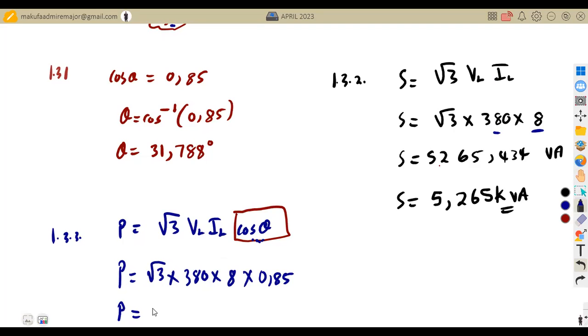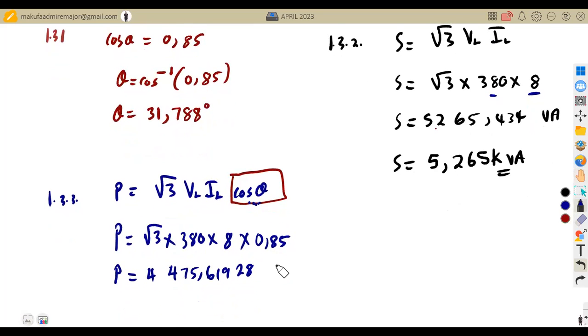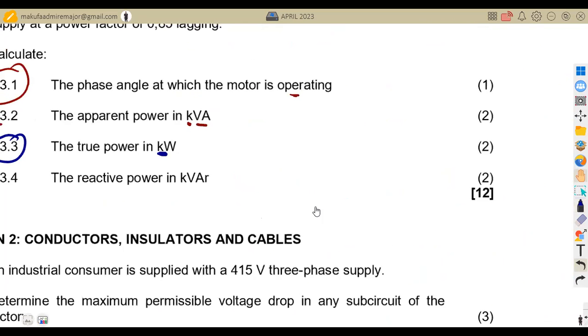So if you have to calculate this, you're going to obtain something like 4,475,619.8, something like that. But you're asked here in kilowatts. This answer that you're obtaining is in watts. So you're supposed to convert this now to kilowatts. First divide by 1,000, you're going to obtain 4,447. This 8 is going to change this into a 6 that is now in kilowatts. So that is the whole idea there of our question. All right, 2 marks for that. And move on to the other part now.